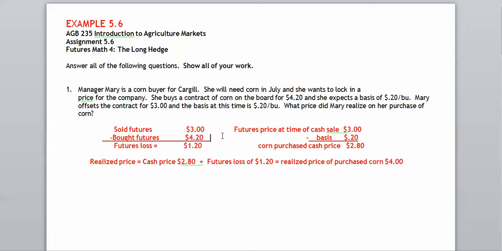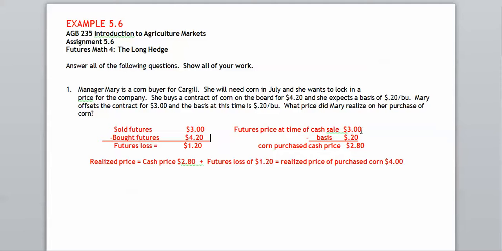Always remember, when we're figuring out a hedge, all we need to know is what did she buy and sell for on the board, or in the futures market, in other words, and what did she pay for cash corn, or what did we sell cash corn for? In this example, we're going to be buying cash corn. So we lost $1.20 on the futures side here, but cash price went down. That helped her out here.